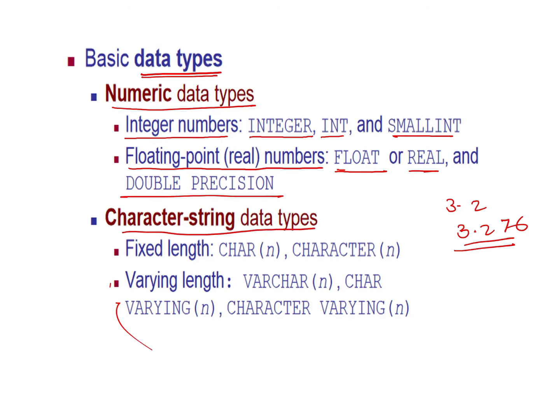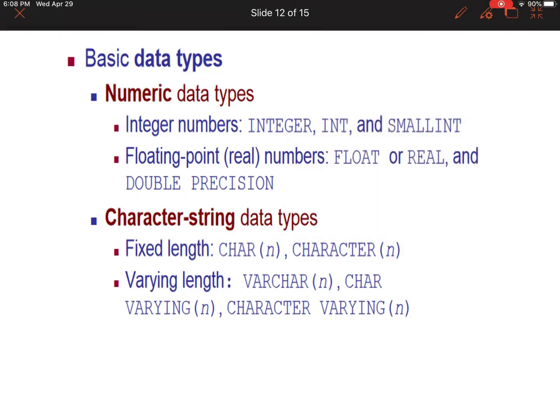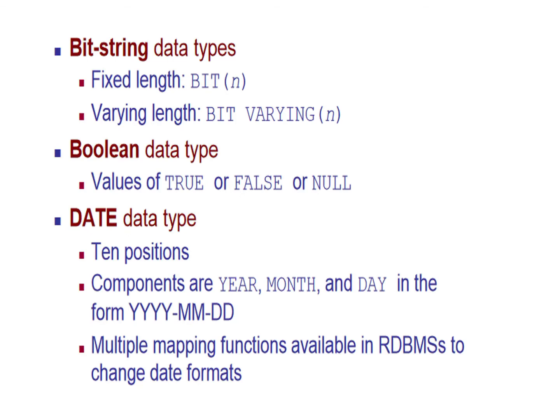Then I can have character strings. If I want fixed length, I can mention char and the maximum length, or I can spell it character and the maximum length. Or if I want it to be varying, then varchar(n), or character varying, where n is the maximum length. These are not much to explain here, self-explanatory. I'm just mentioning them for your ease.